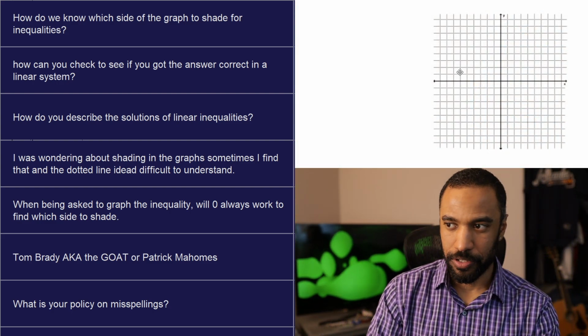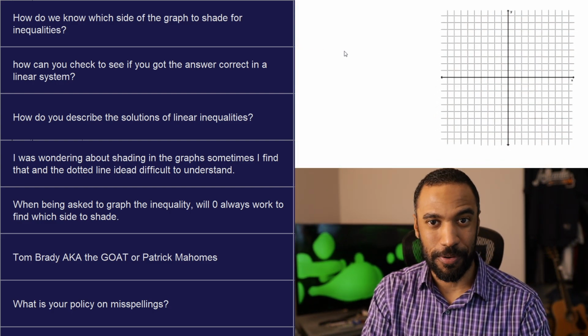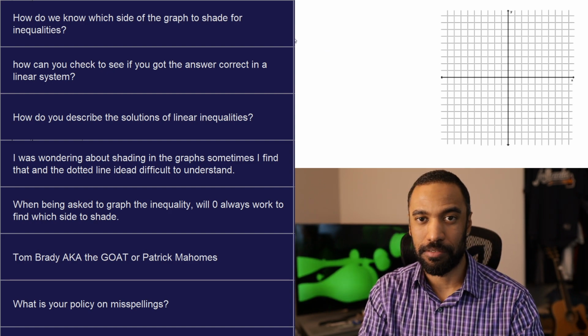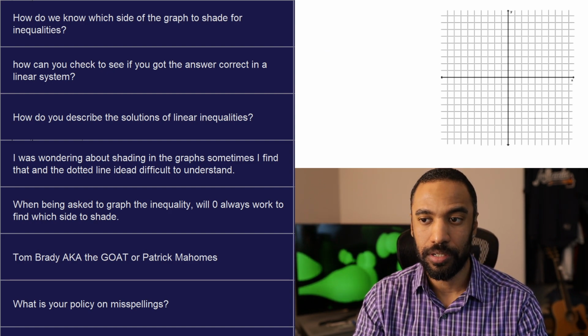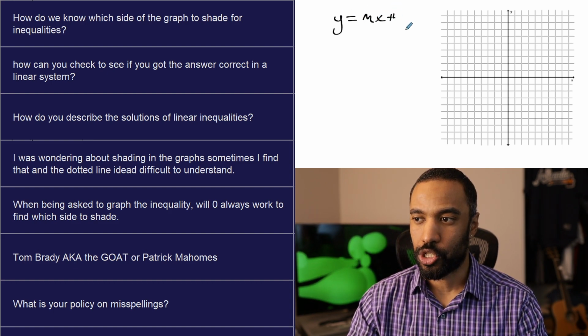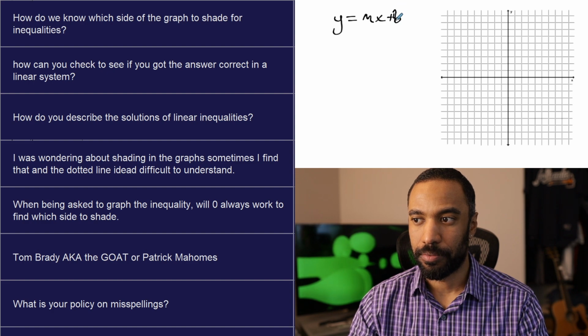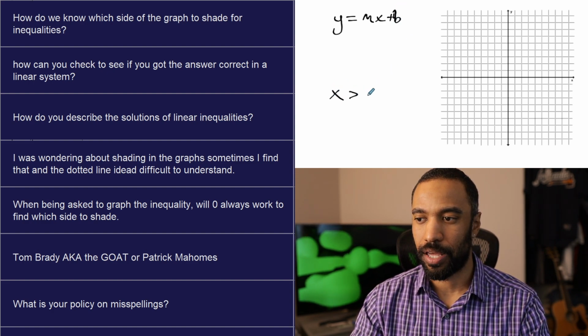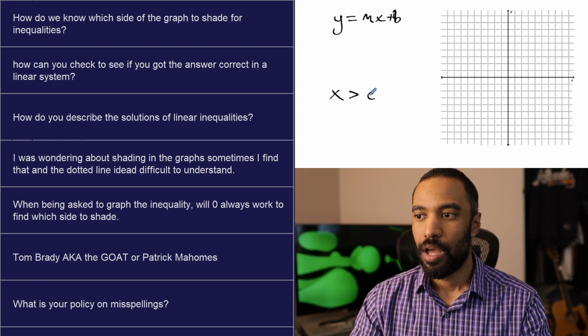How do I want to present this first? There are two things I want to talk about before I talk about the shading. The first thing is graphing with just an equation, like y equals mx plus b. And the other thing is graphing an inequality for a single variable, like graphing x is greater than, I don't know, c, whatever we're talking about. Okay.